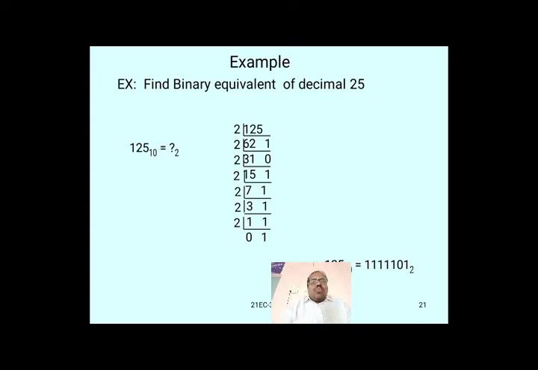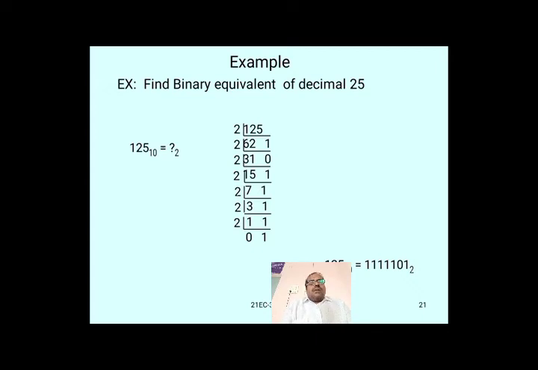2 6s are 12, 2 2s are 4, 62. Remainder is 1. Next, again divide by 2. 2 3s are 6, 2 1s are 2. Obtained remainder is 0, quotient is 31. Now 31 is taken as dividend here. 2 15s are 30. Remainder is 1, quotient is 15. 2 7s are 14, remainder is 1. 2 3s are 6, remainder is 1. 2 1s are 2, remainder is 1. 2 0s are 0, remainder is 1.